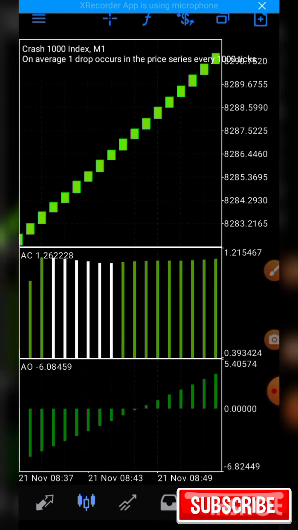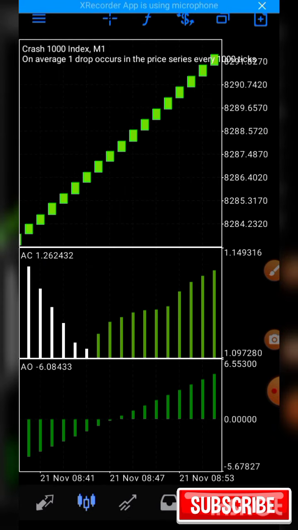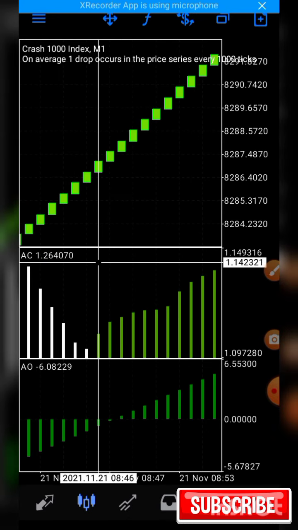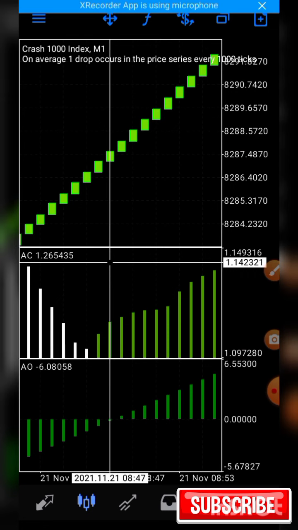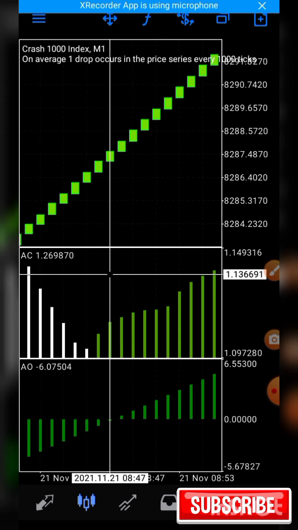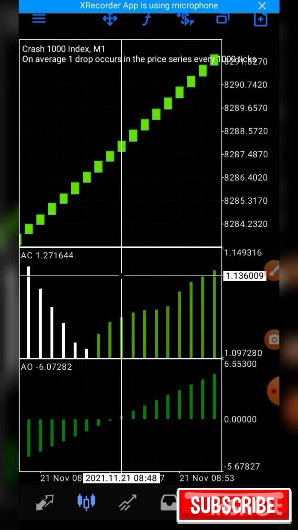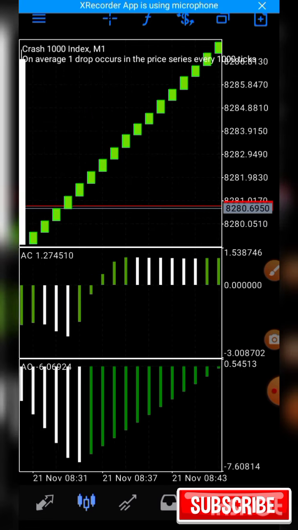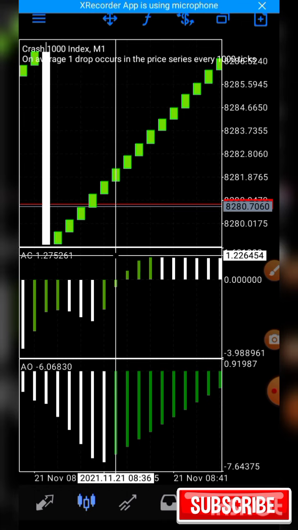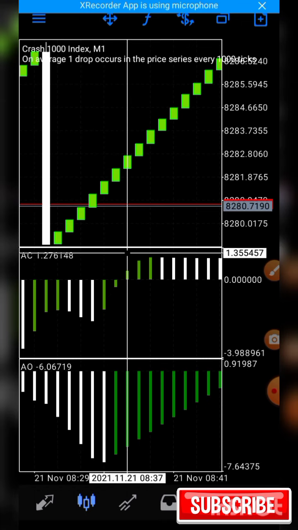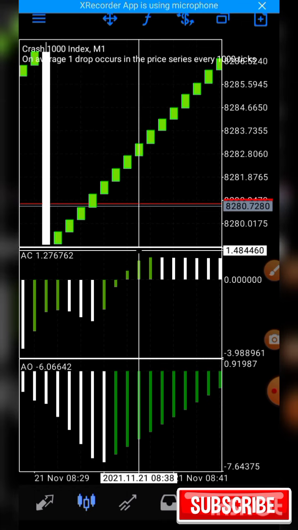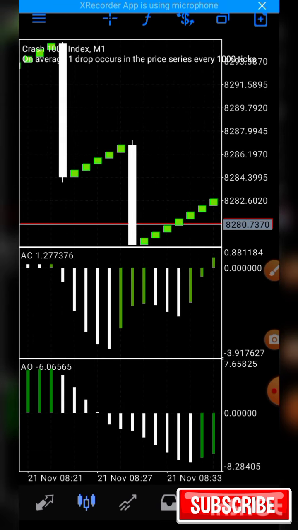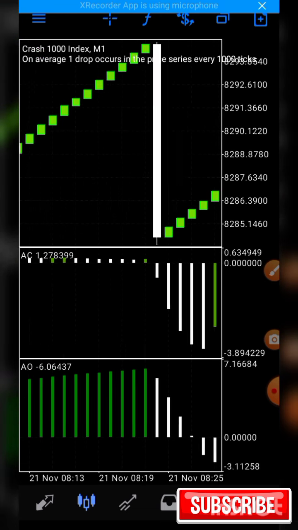You see here? You see the markets all becoming green. The AC and the AO all becoming green. So you take 1, 2, 3 candlesticks and you are out of the market. Here is another trade again. 1, 2, 3. You see all becoming green. You are out of the market. Follow simple instructions.